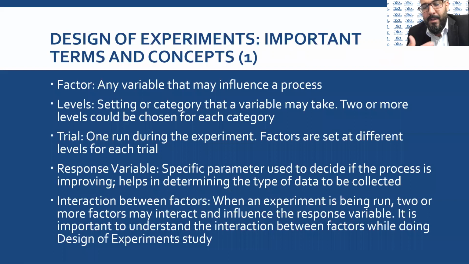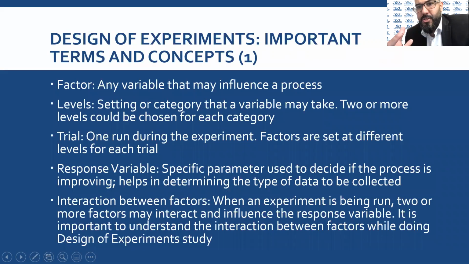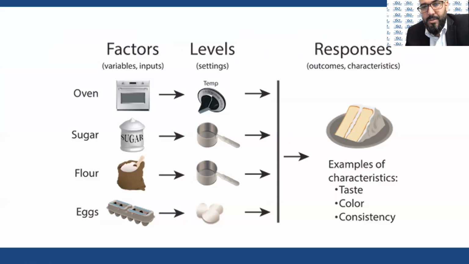Next, the level. This is the setting or category that a variable may take. Two or more levels could be chosen in each category. As you see right here, we have 4 levels. You could choose 1 or 2 for each category. So you say, okay, I'm going to focus on the oven and maybe the temperature and the amount of eggs. I'm going to study this and see how that's going to impact the quality of the cake.